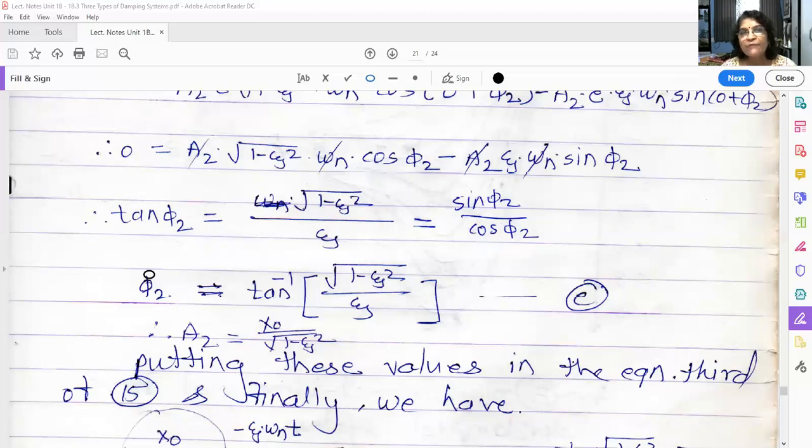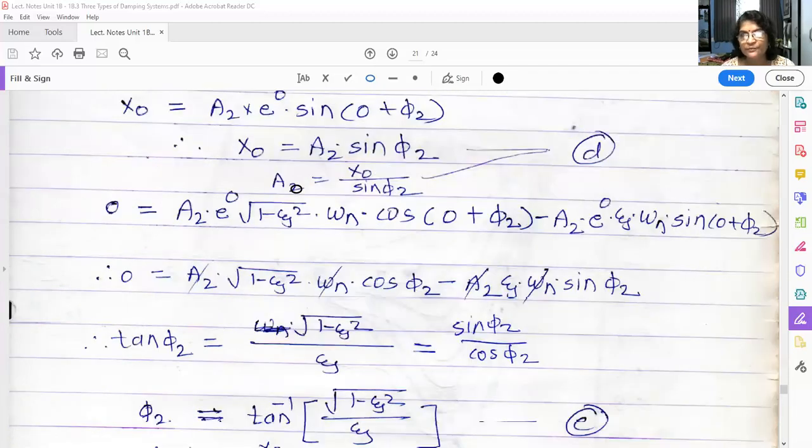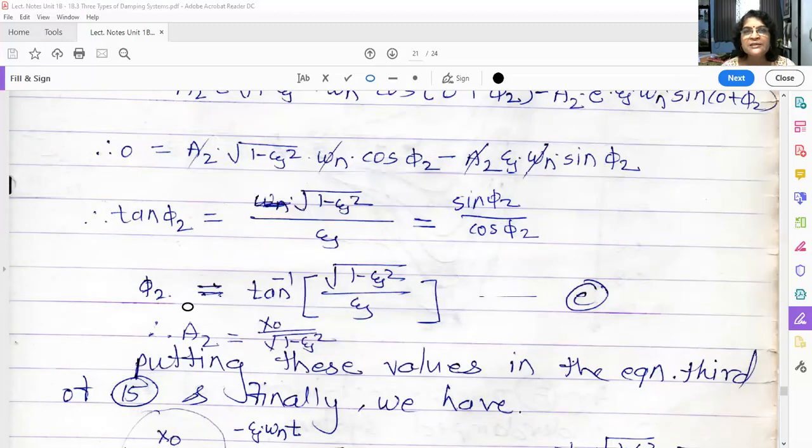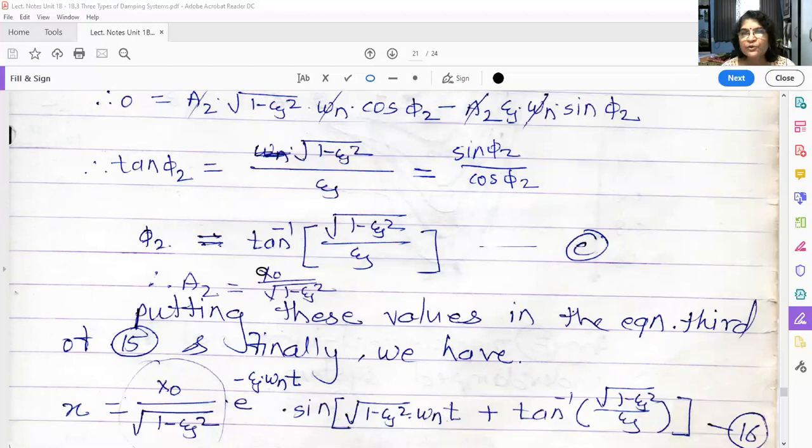Now from this equation, you know the value of sine phi 2. See, the numerator is square root of 1 minus zeta square. So when I put the value of sine phi 2 in this, I will get the value of a2. Okay, so a2 is equal to xo upon sine phi 2, that is xo upon square root of 1 minus zeta square. See here, a2 is equal to xo upon square root of 1 minus zeta square.